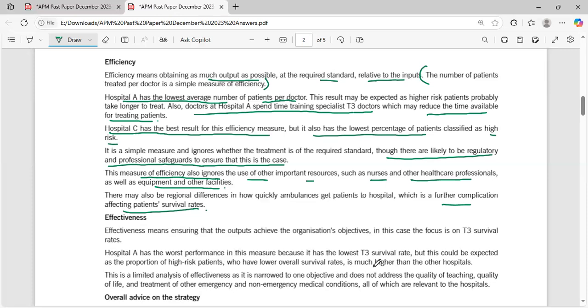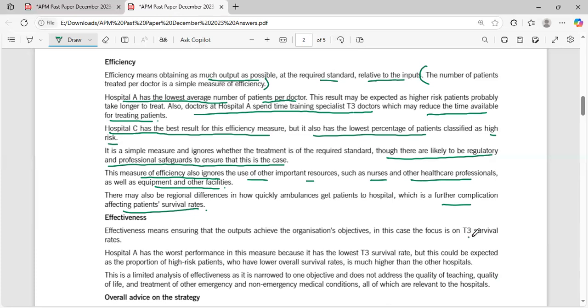So the third one is effectiveness. Effectiveness means ensuring that output achieves the organization's objectives. Objectives are not clearly stated in terms of percentages, such as that the survival rate must be 60% or 70%, and it is difficult to obtain such targets in this type of industry, especially a hospital, where it is not possible for a doctor to control the life of a patient. They can try their best, but definitely it is in nature's control. It is out of the doctor's control.